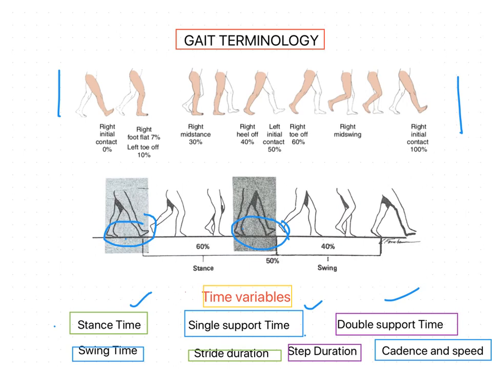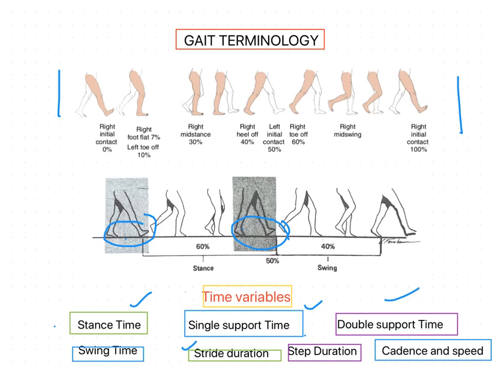Stride duration is the amount of time it takes to accomplish one stride. Stride duration is the same as gait cycle duration. Both are the same here. Now we'll move on to step duration.